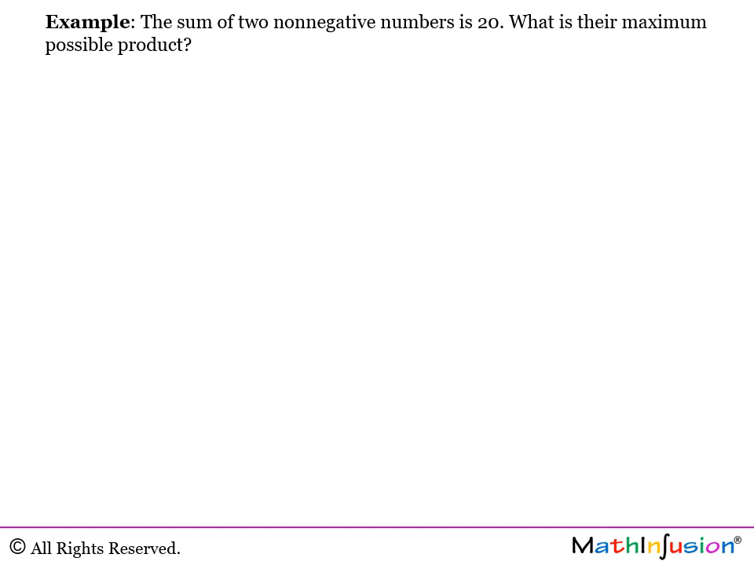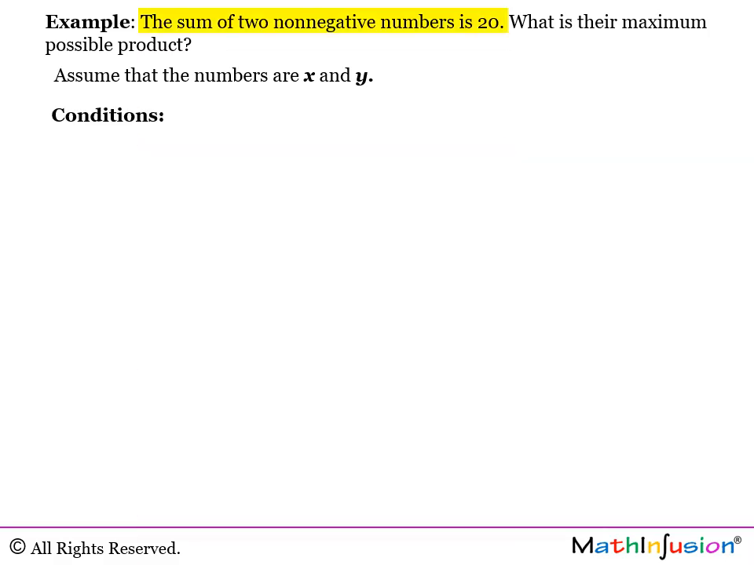Example: the sum of two non-negative numbers is 20. What is their maximal possible product? Let's assume that the numbers are x and y. What are the conditions? There are two conditions here. If you read carefully, you see that one condition is that both are non-negative, so x and y are greater than or equal to 0, but also the sum of the numbers, x plus y, should be exactly 20.